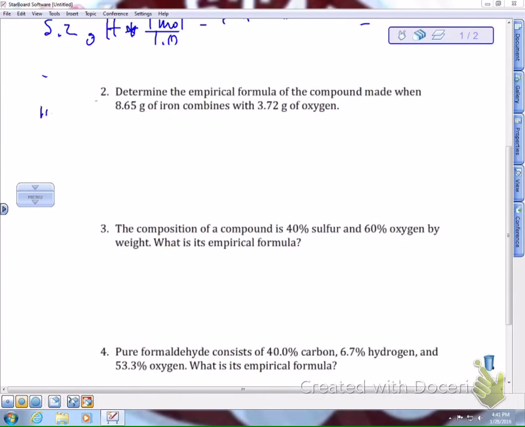Alright, so in that first example, we only had to simplify. We weren't required to do anything to fix the whole number part of the definition. In number 2, we are going to have to. So let's get ready for that. We're going to have to simplify and then go to the whole numbers.